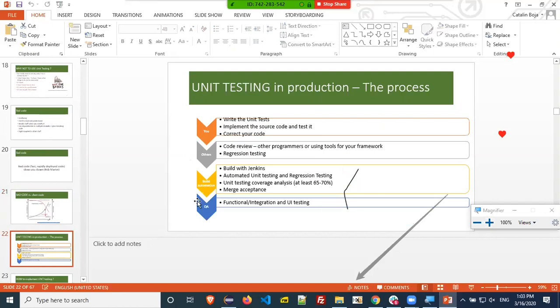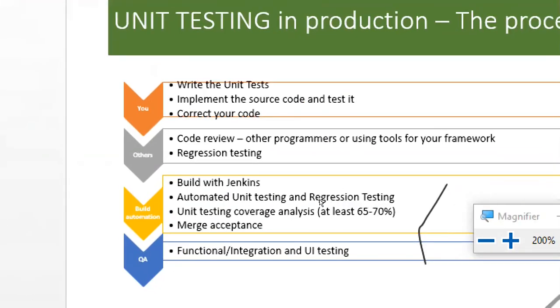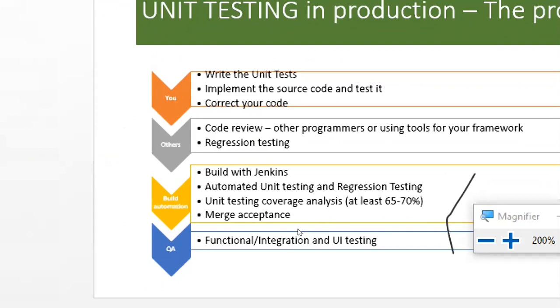This is the process, and we already covered TDD. So this is a summary of the process that you will go through. You write the unit tests, implement the source code and test it, correct your code. This means refactor it, implement clean code principles. Others will do a code review, and we did that at the laboratory in order to be sure that the clean code principles are there, to tie up the team, and so on. And they will also do regression testing in order to be sure that you didn't break something that was already working.